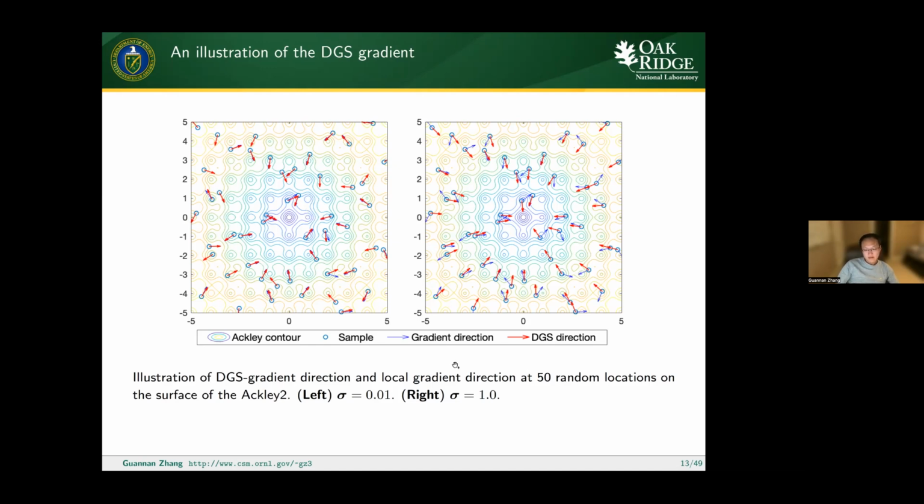And on the right, sigma equals 1.0, which is relatively big. In that setting, you can see all the red arrows point toward the center of the domain, which is the location of the global minimizer. And the blue arrows, which represent the local gradient, point in wrong directions. So this also illustrates how this non-local gradient works for non-convex optimization problems.